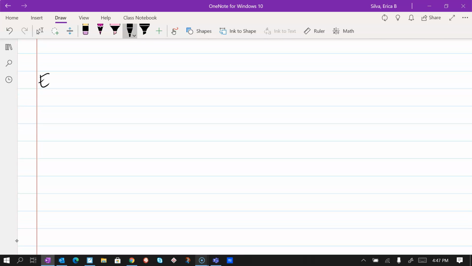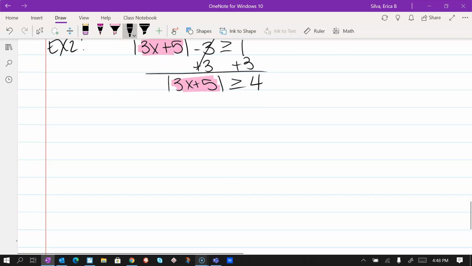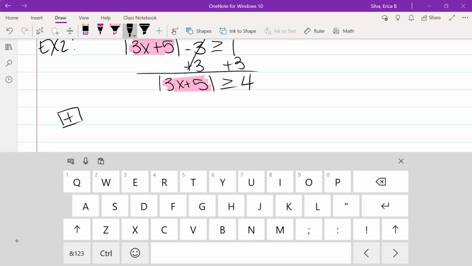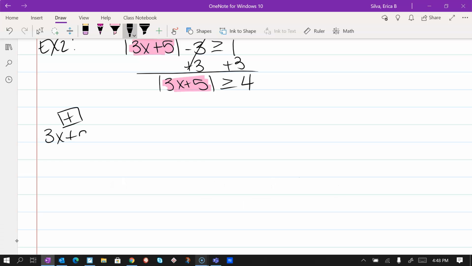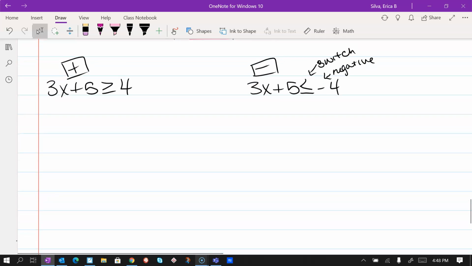Okay, let's look at the next example. We've got the absolute value of 3x plus 5 minus 3 greater than or equal to 1. So again, we want to isolate this absolute value. And now that our absolute value is isolated, we can break it up into our positive and negative. For our positive, we're going to use the exact same inequality. And for our negative, we're going to switch the inequality and we're going to make it negative. So let's go ahead and solve.